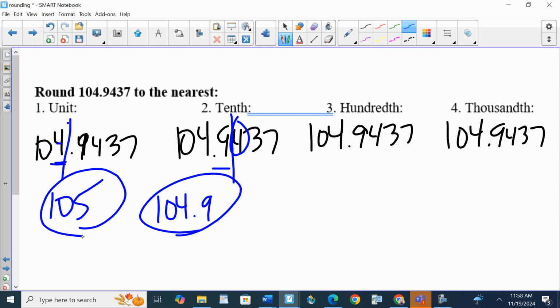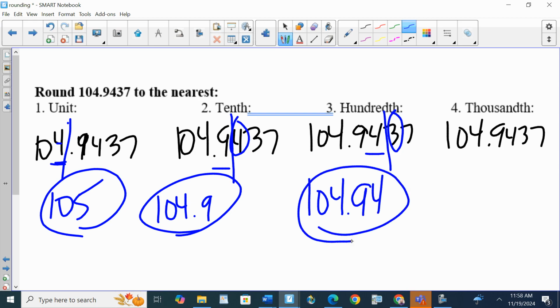Hundredth. What digit's in the hundredth spot? The 4. Draw a line after it. Right now I'm looking at 104.94. The only thing that can change is that 4. I look at the next digit. Is it 5 or higher? No. So it stays 104.94.